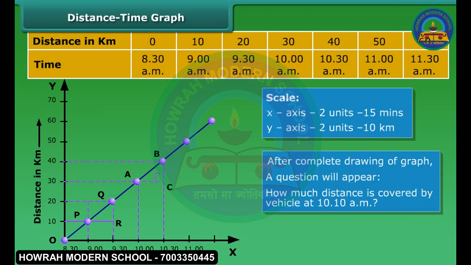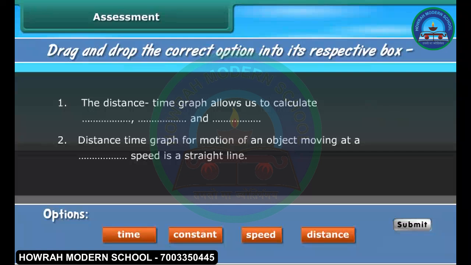Join all the points on the graph to get a linear distance-time graph which shows that the vehicle is moving at a constant speed. From this graph, we can calculate the distance covered by vehicle at a particular moment. We can calculate the time at a particular distance from the starting point. In the same way, we can calculate speed also. Fill in the blanks with the correct answers.